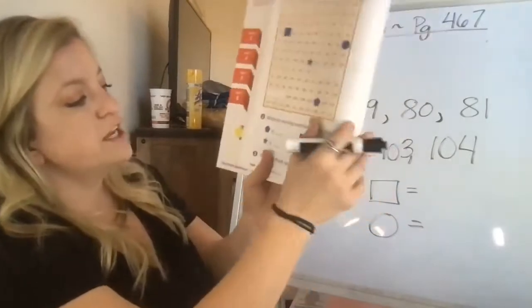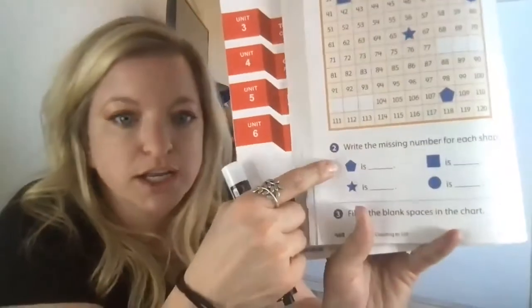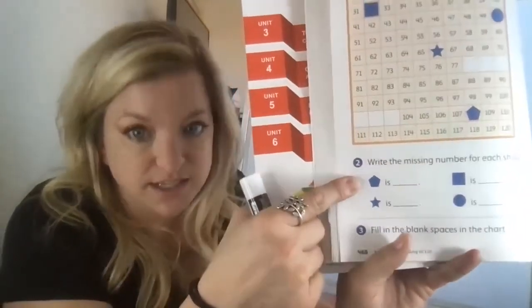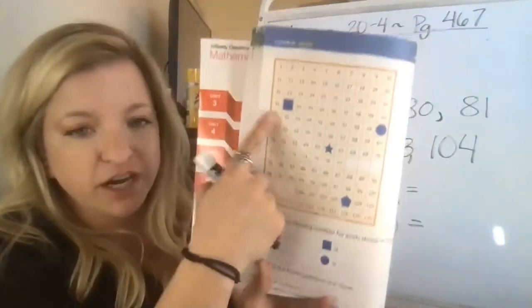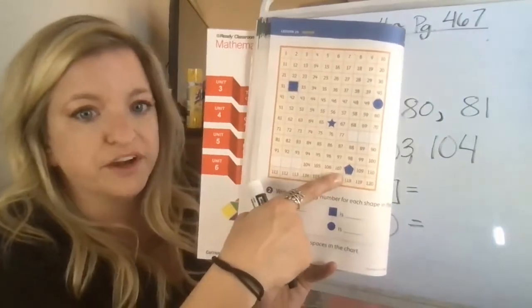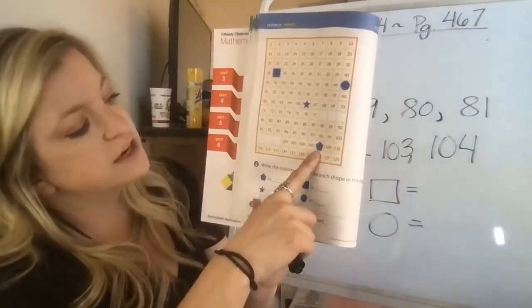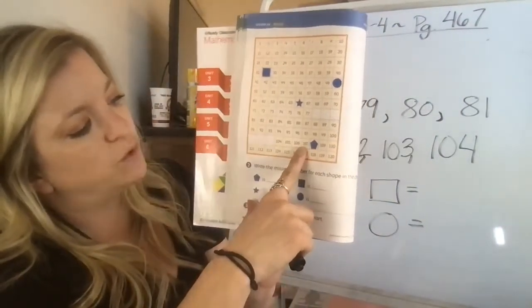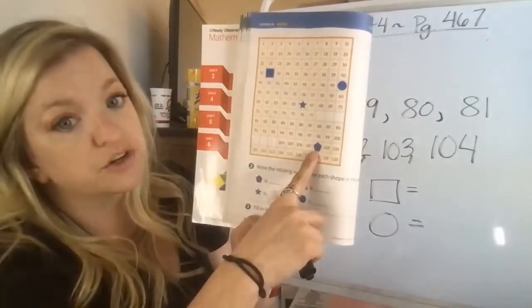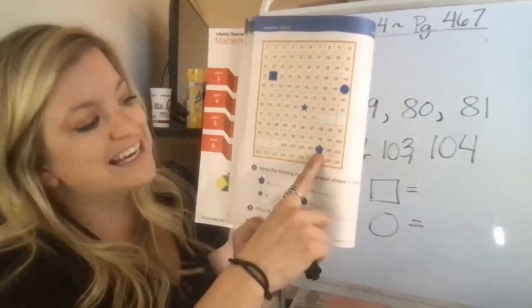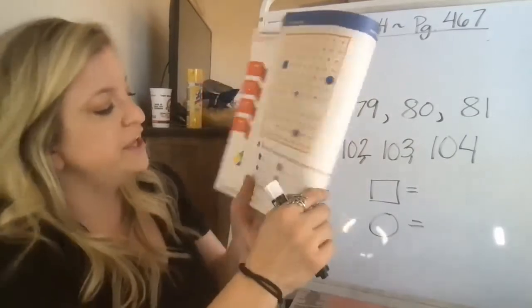Now we need to go and find these shapes. The first one is a pentagon, and a pentagon has 5 sides. Okay, that's a pentagon. So you're going to go up here and find the pentagon. Oh, there it is. And it's covering up a number between 107 and 109. The number is 1 more than 107. It's 1 less than 109.